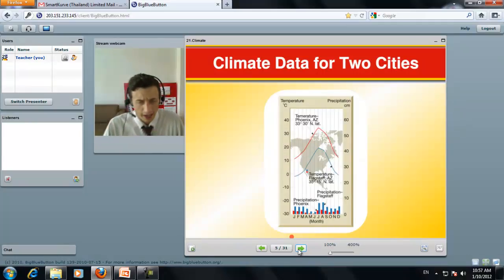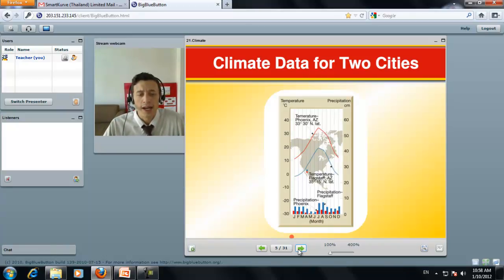On slide 5, I want to look at the climate data for two different cities, Phoenix, Arizona, and Flagstaff, Arizona. These are two cities in the American Southwest. And the map in the background shows the location. The red dot is Phoenix, and the blue dot is Flagstaff.